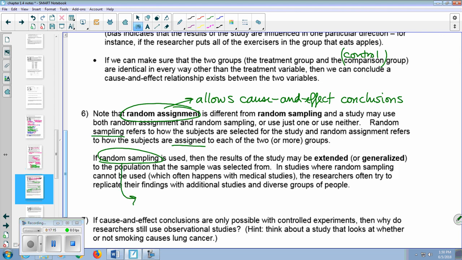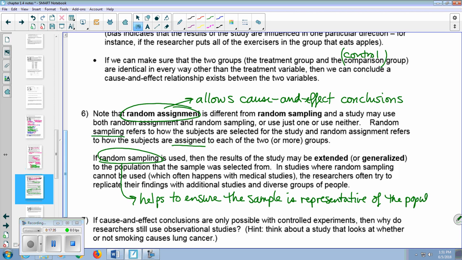So random sampling, again, helps to ensure your sample is representative of the population. And that is what allows you to generalize to the population. If your sample looks like the population and you observe something in the sample, well, then it's safe to say, or safe to generalize it or extend it, to the people in the population itself.